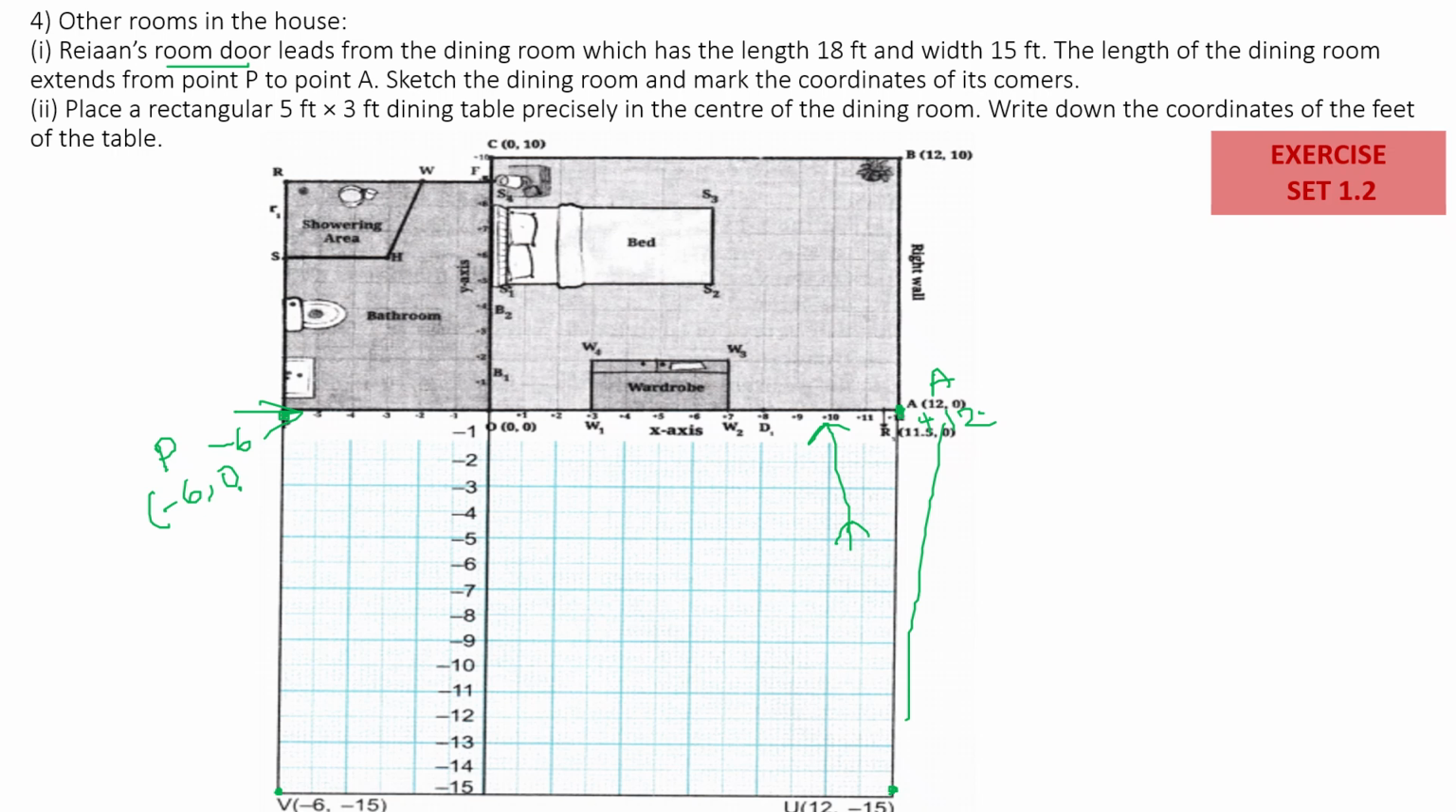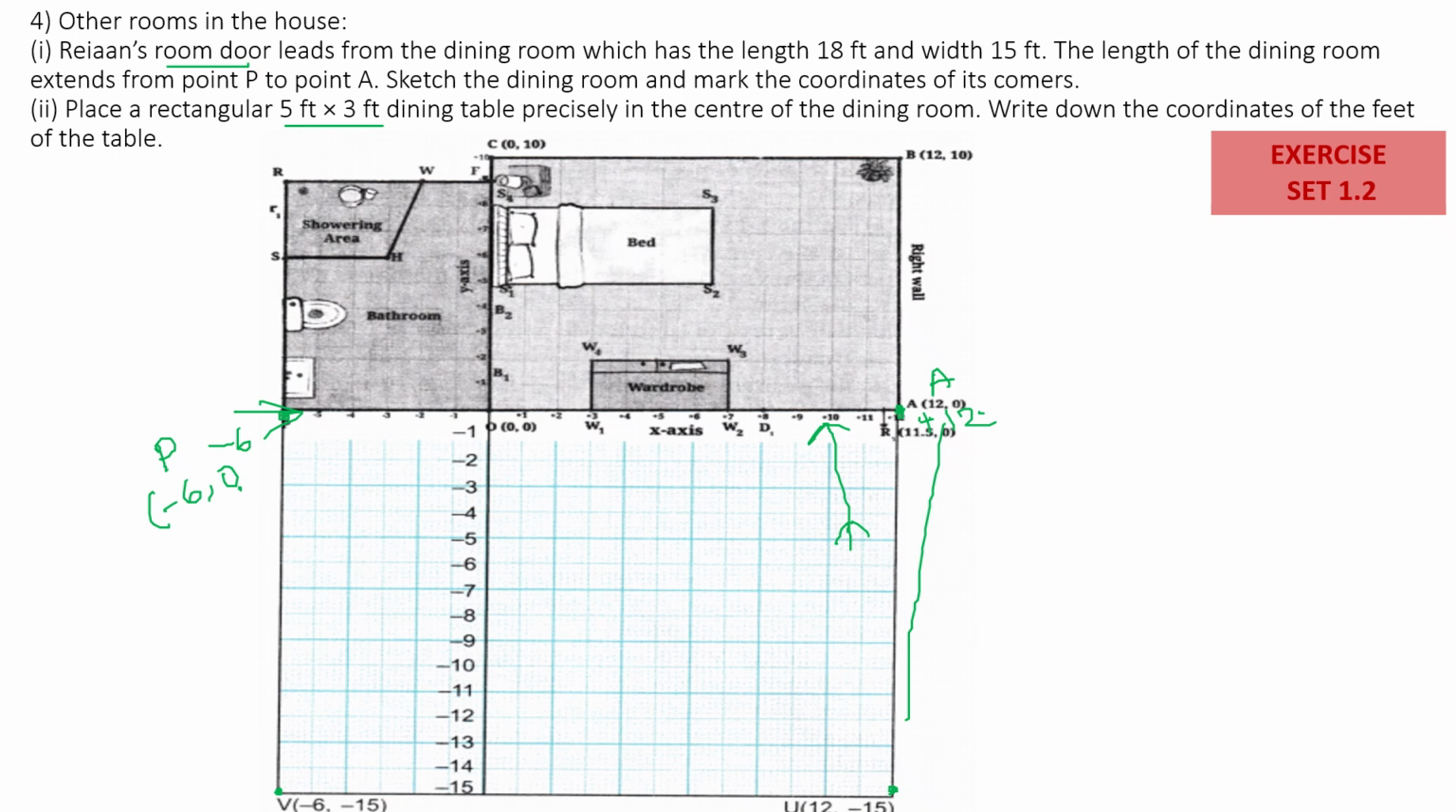That part is over. Now one more question they have asked: place a rectangular 5 feet by 3 feet dining table precisely in the center of the dining room. Write down the coordinates of the corners of the table. Here you have to consider one unit as 1 foot. And they are saying the table must be exactly at the middle of the dining area. So first we will find the center point of this dining area, then we'll find where we can keep the table.